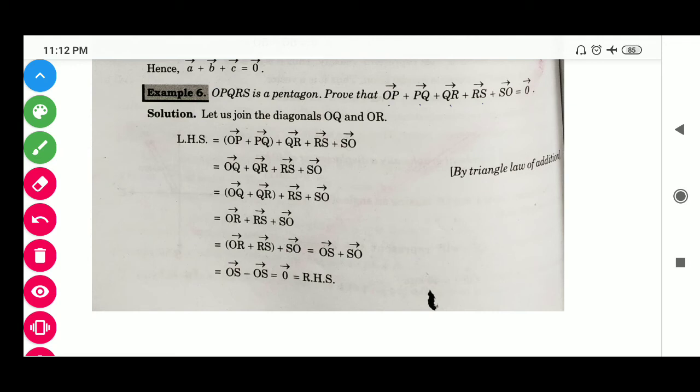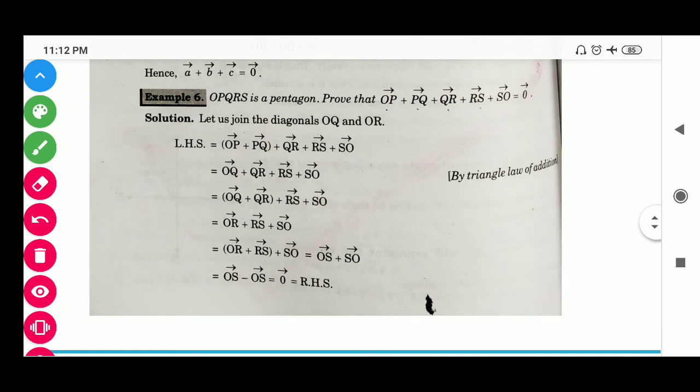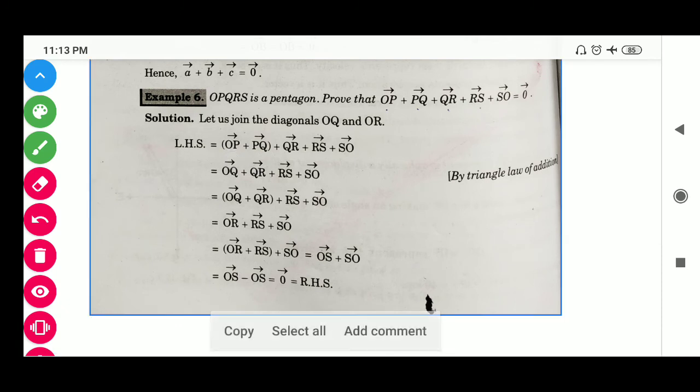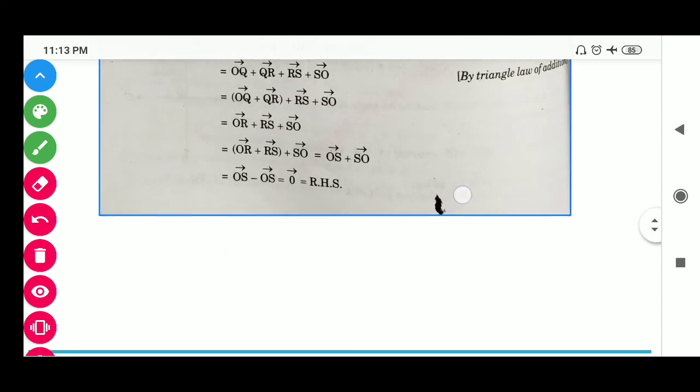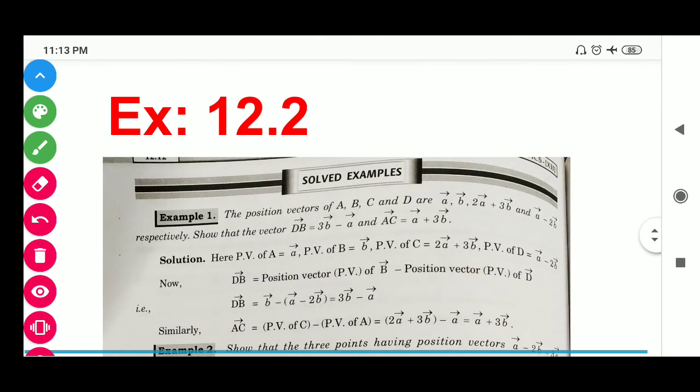This is very easy. By taking two sides together, find one point. Here you can see P is the common point, so we can write OQ. In the same way, OQ plus QR, Q is the common point, so we can write OR. So in this way we get the same 0. Now we start exercise 12.2.